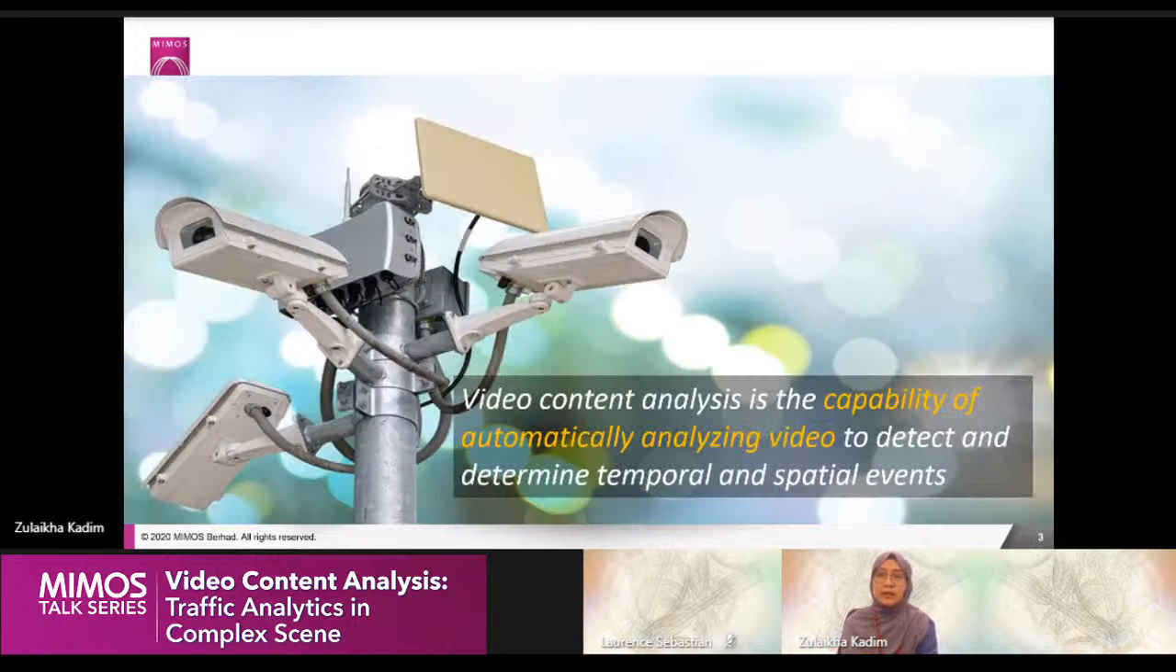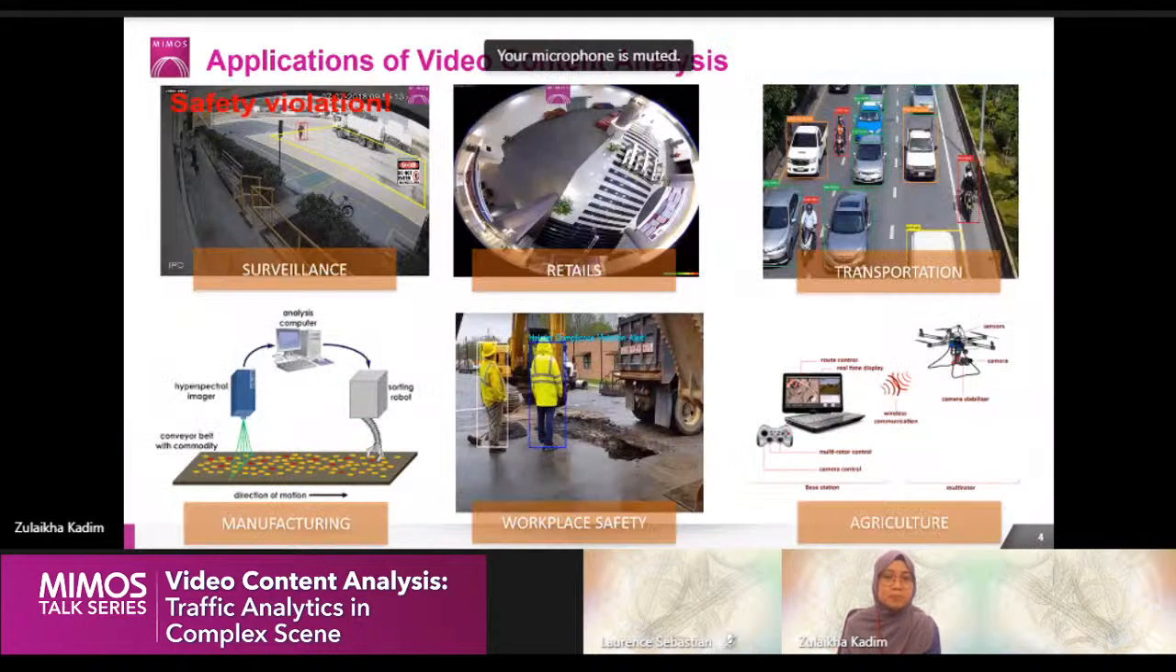So what is video content analysis? This is also known as video analytics. It's a computer program that makes the computer able to automatically analyze video captured from cameras to detect and determine any special event in the video itself. The technology behind any video content analysis or video analytics is called a computer vision system. With a computer vision system, we can do a lot of things, and it already benefits various applications.